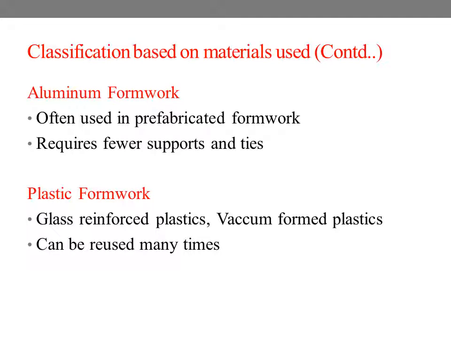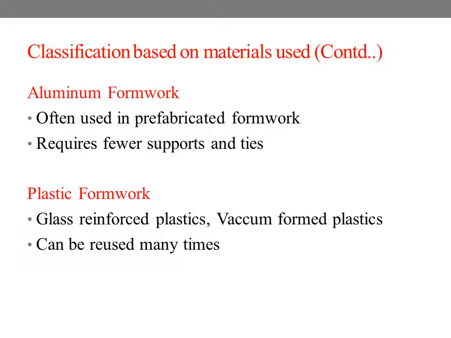It is often used in prefabricated formwork that is put together at site. Aluminium is strong and light and consequently fewer supports and ties are required. The lighter sections will deflect more, but this can be avoided by simply following manufacturer's recommendations.